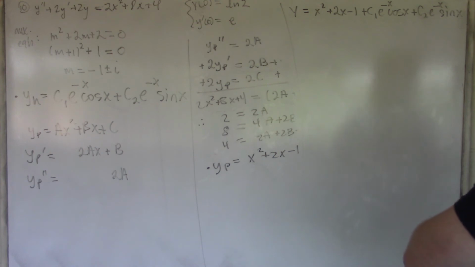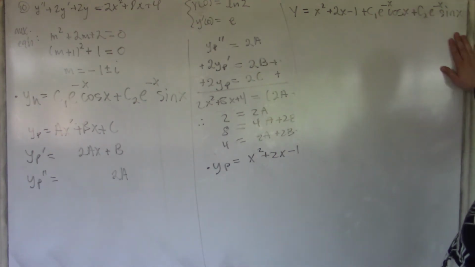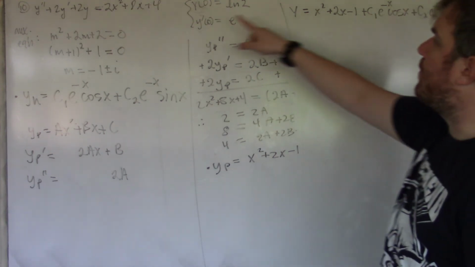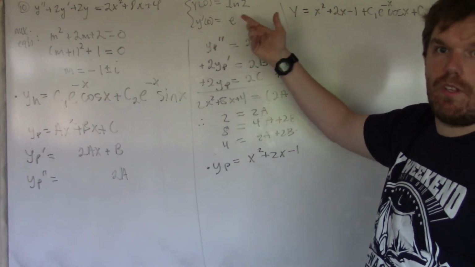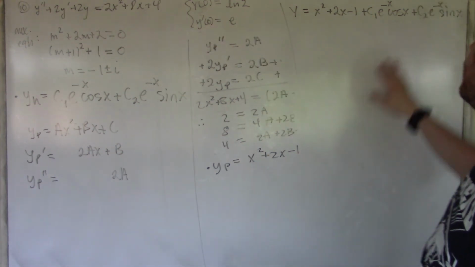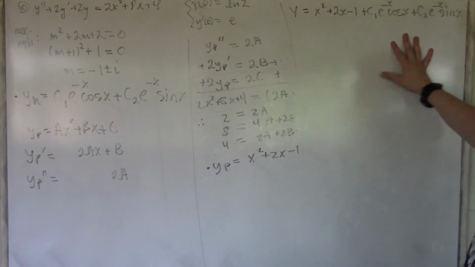Okay, well, if I plug in 0, I know I'm supposed to get log of 2. But if I plug in 0 to the derivative, I'm supposed to get something else. I'm supposed to get e. So what I need to do up here is go ahead and take the derivative.